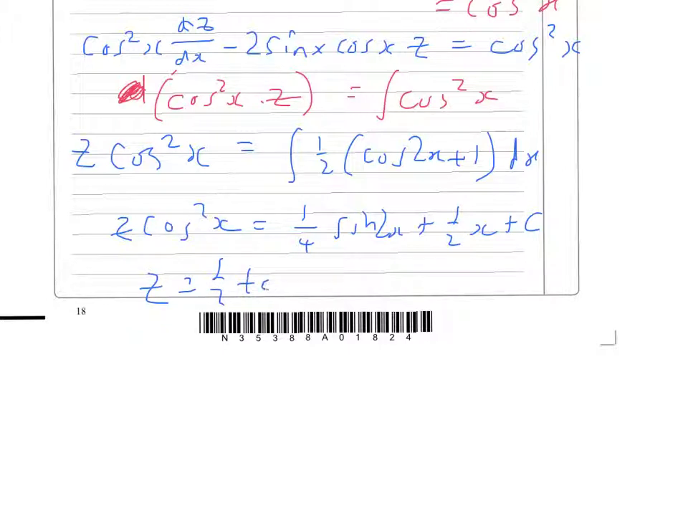and putting everything together we get z equals half tan x plus half x sec squared x plus c sec squared x, when we divide through by cosine squared.